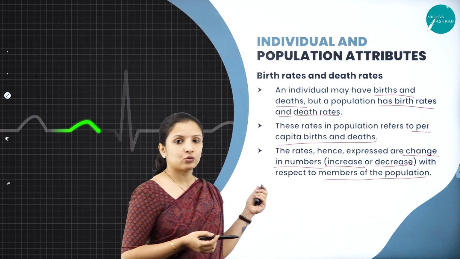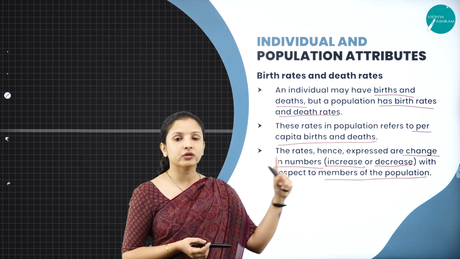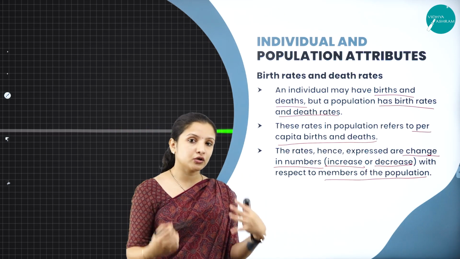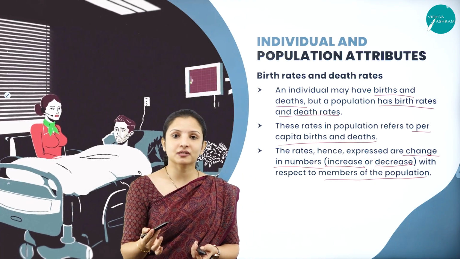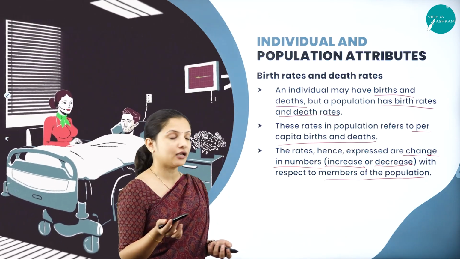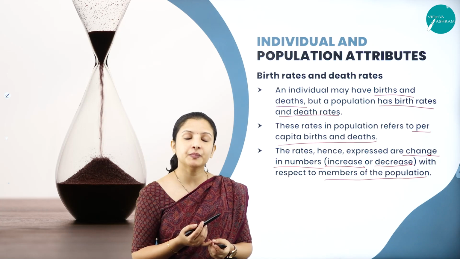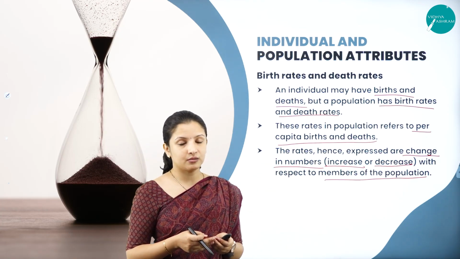So here we need to understand two things under this. When you're talking about an individual, you can use the terms birth and death. But when we're talking about a group or a population, we need to use the terms birth rate and death rate, and it can always be referred to as per capita birth and per capita death, and these are usually expressed in terms of numbers.